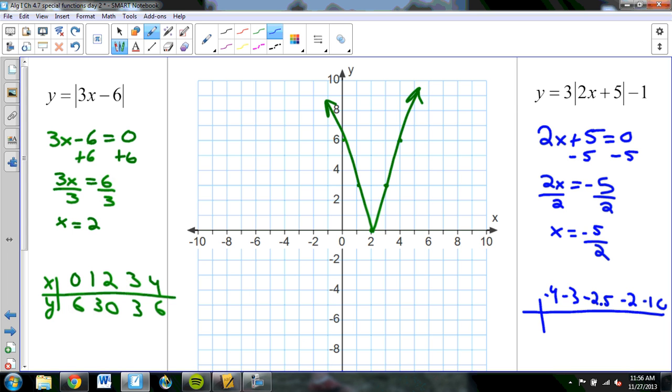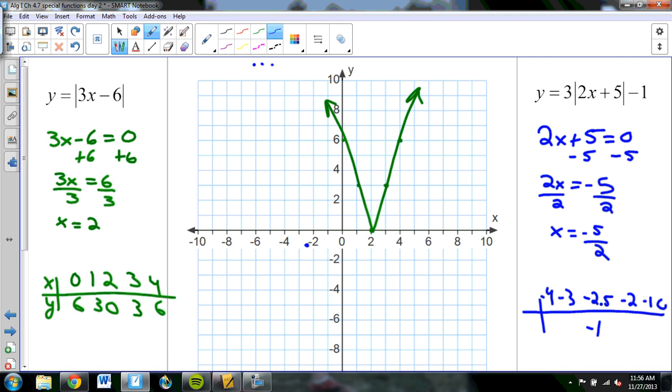So when I plug in negative 2.5, it's negative 2.5 times 2, which is negative 5. What's negative 5 plus 5? What's the absolute value of 0? What's 0 times 3? What's 0 minus 1? Negative 1. That's the point (negative 2.5, negative 1). I can't graph that super well, but it's going to be right about here.